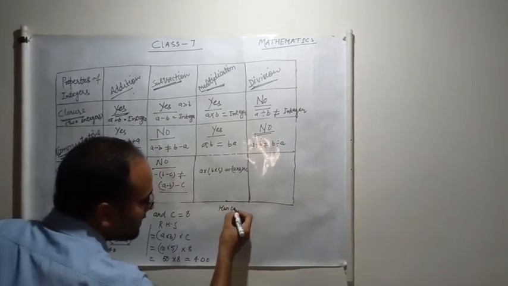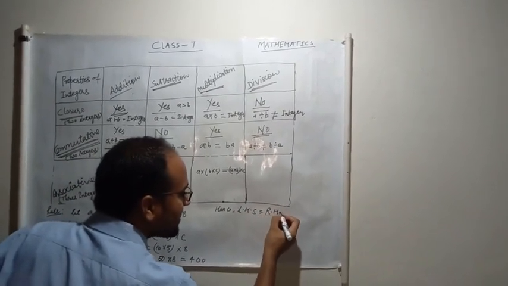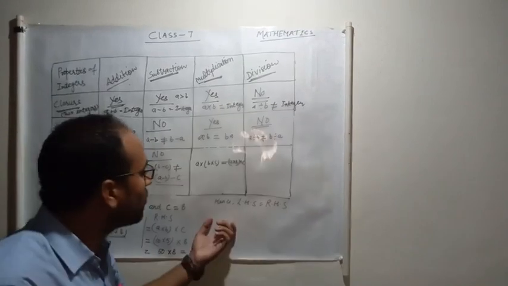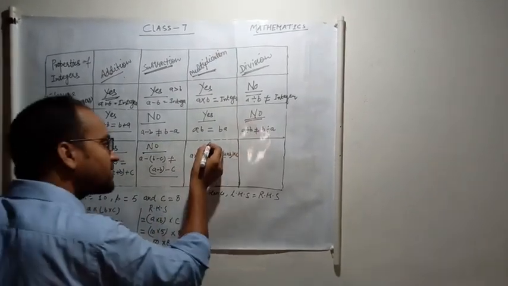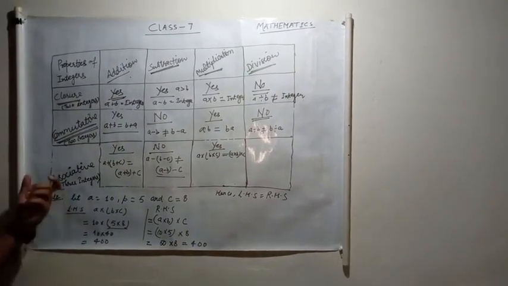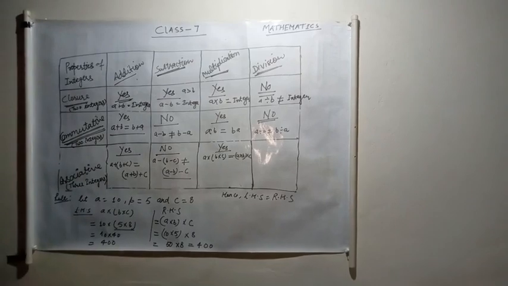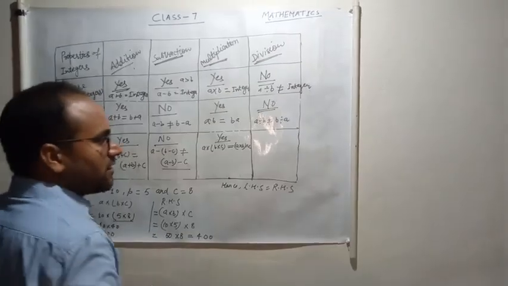Hence, left hand side is equal to right hand side. So it means that multiplication also holds the associative property. So you can write that yes, you see this one, it also holds for the associative property. Multiplication will hold for the associative property. Next we are going to discuss division.